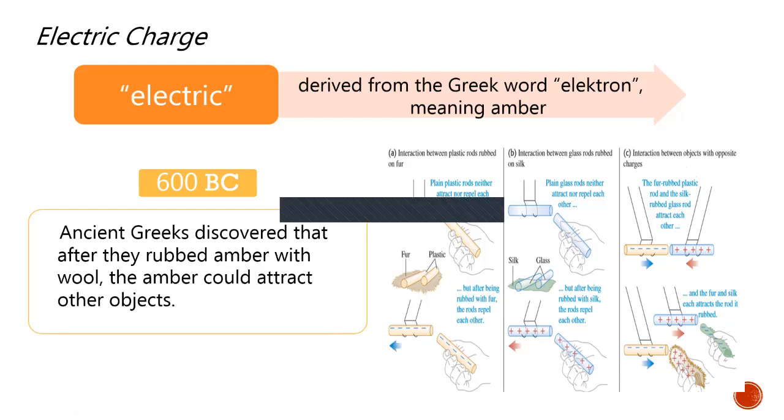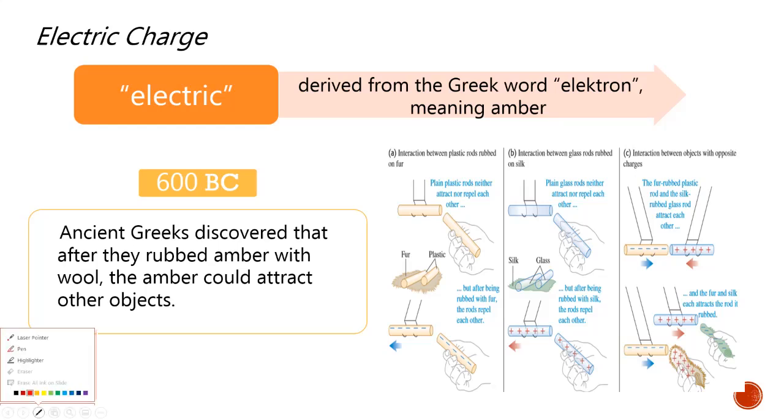The first part shows the interaction between plastic rods rubbed on fur. Plain plastic rods neither attract nor repel each other. That was their observation. But after they rub the plastic rod with fur, they observe that the rods repel each other.